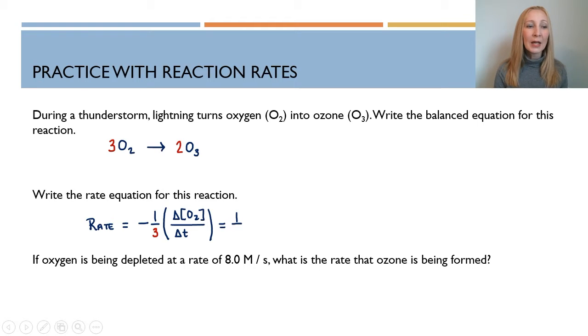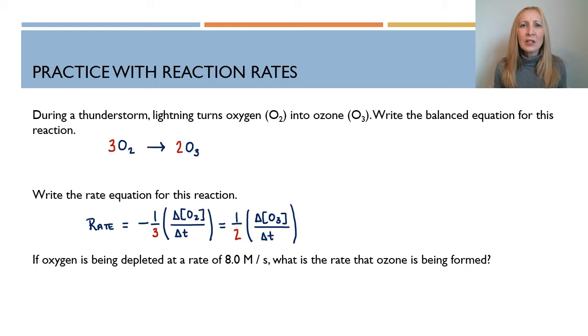Now that's going to equal, the next one's going to be positive, 1/2. Now the 2 comes from the coefficient of ozone. So we have 1/2, that coefficient of ozone, multiplied by the change in the ozone concentration over the change in time. So all we're doing is formalizing what we tried to do on our own in the previous slides. So here is this official rate equation for this reaction. Now we can use it to solve problems. If oxygen is being depleted at a rate of 8 molar per second, what is the rate at which ozone is being formed? Well, what I can do is substitute this rate in for my O2.